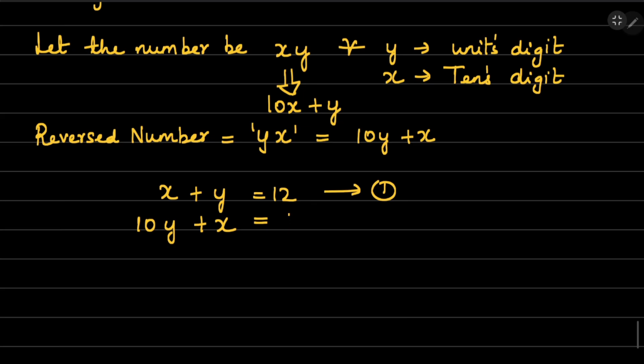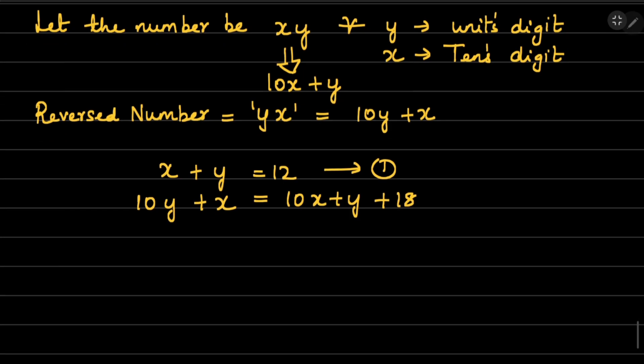the given number, 10x plus y, plus 18. So this number is more than the given number by 18 units. This is the bigger number. The second one which I just wrote was equation 2.